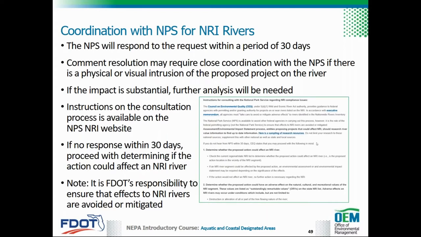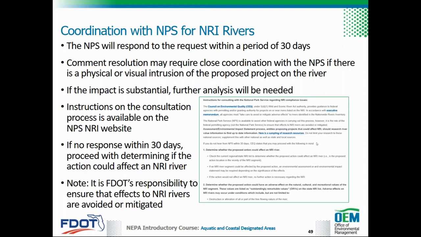This may require close coordination with NPS if there is a physical or visual intrusion of the proposed project on the river. If in consultation with NPS it is determined that the impact on any NRI river is substantial, further analysis will be needed. Instructions on the consultation process with NPS are available on the National Park Service NRI website. A link to this website can be found on the resources page of this CBT.